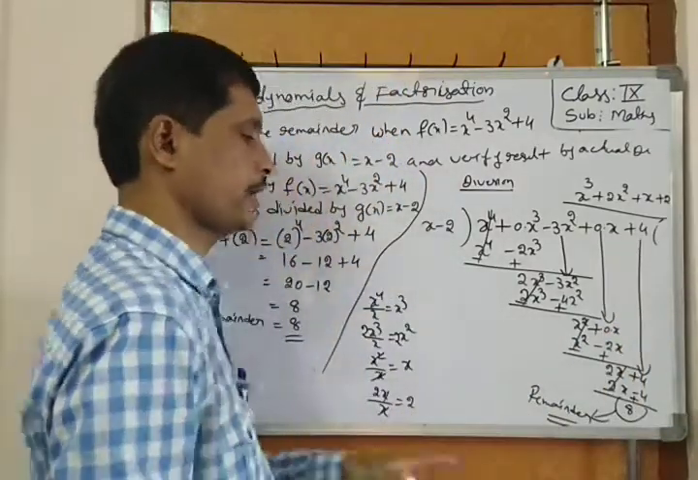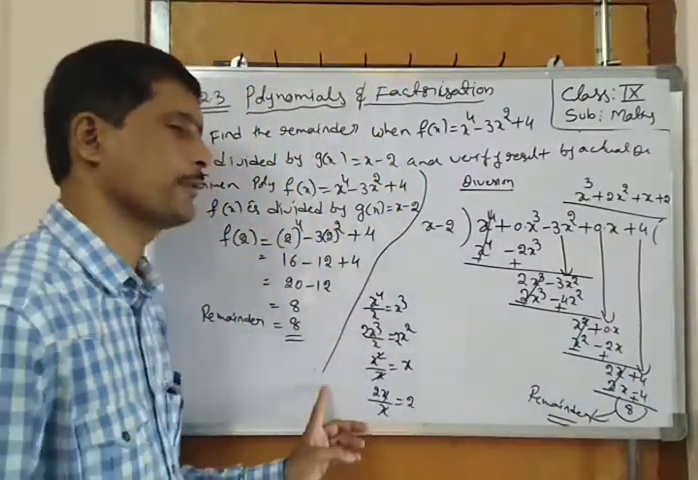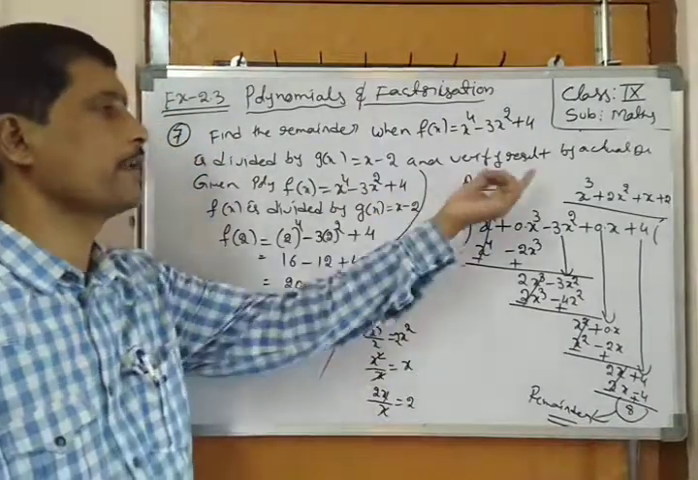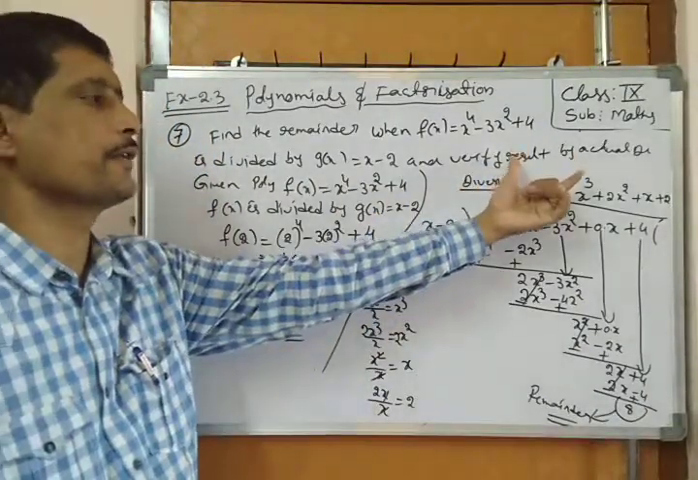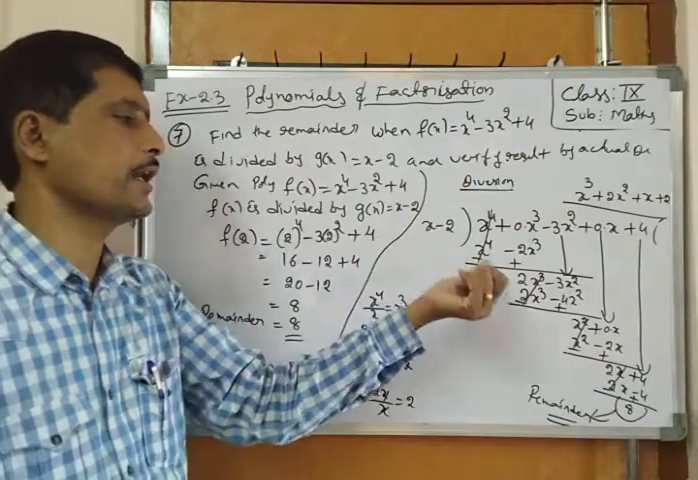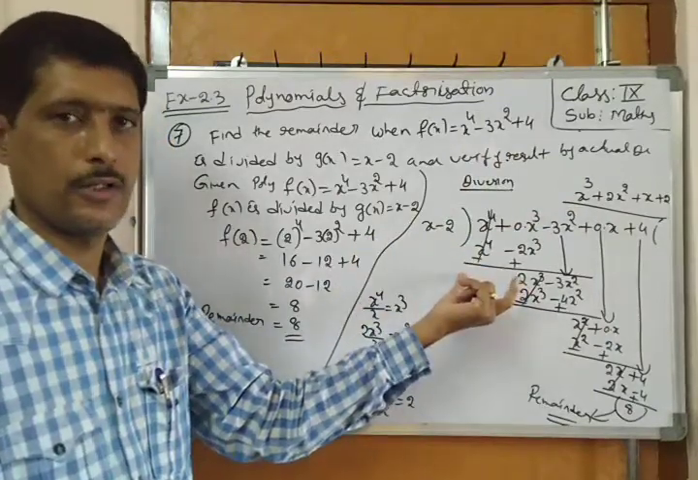Therefore here also the remainder is 8. Here also the remainder is the same. Both are the same. We are asked to verify the result by actual division only. This is the direct method. This is the normal division only. Okay. Thank you.